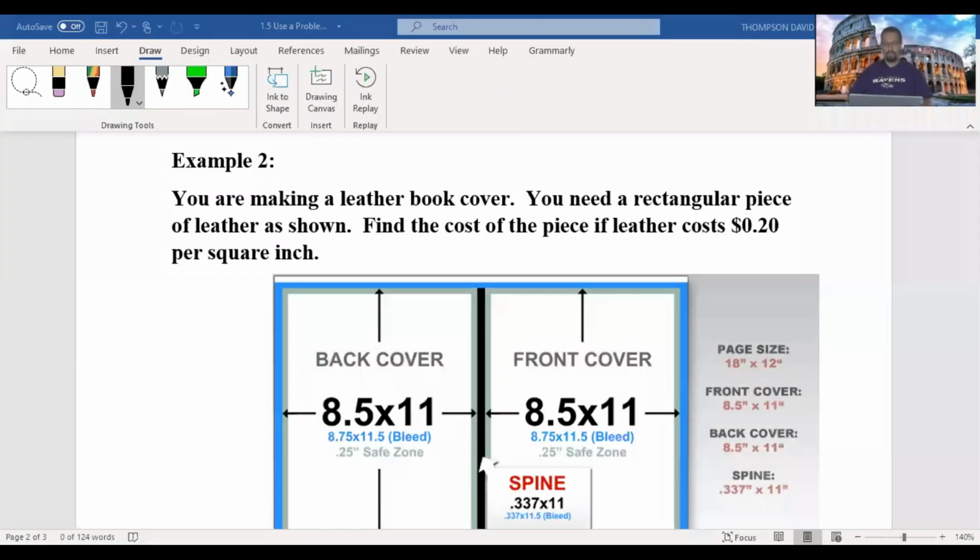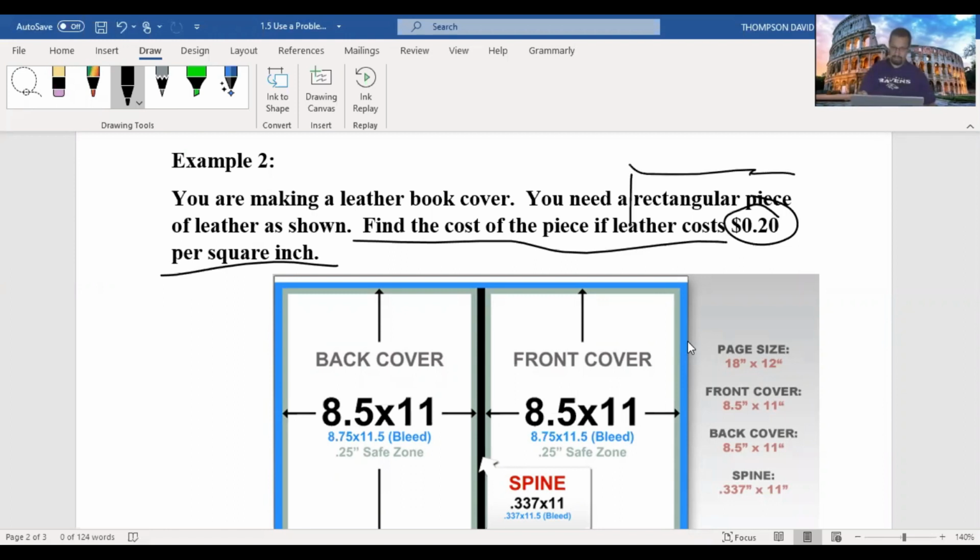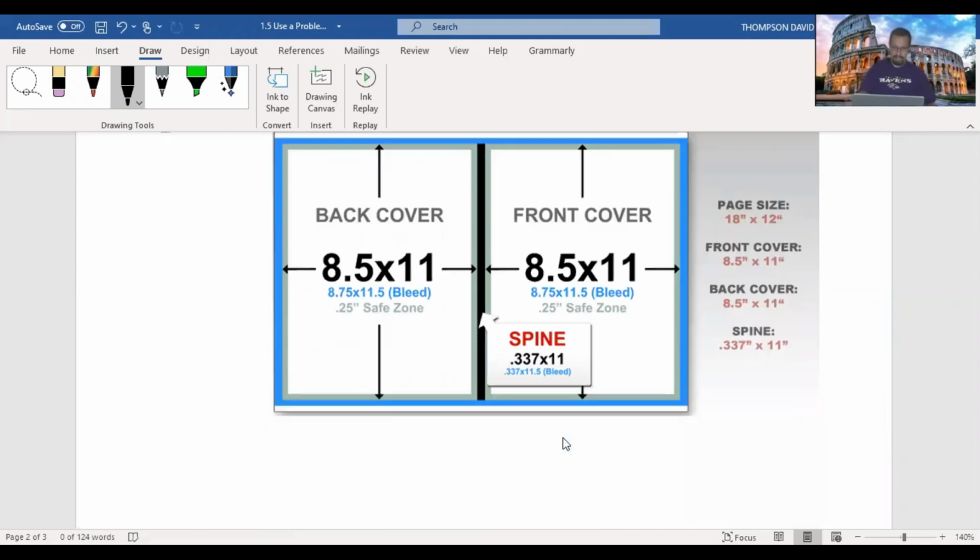Example 2. You're making a leather book cover. You need a rectangular piece of leather as shown. Find the cost of the piece of leather if the piece of leather costs 20 cents per square inch. So we'll circle our 20 cents, and we want to know the cost of the piece of leather. So first thing we know, it's a rectangular piece of leather. So one thing we do know about rectangles, area equals length times width.